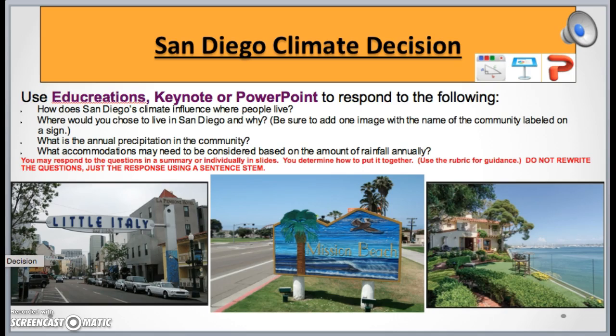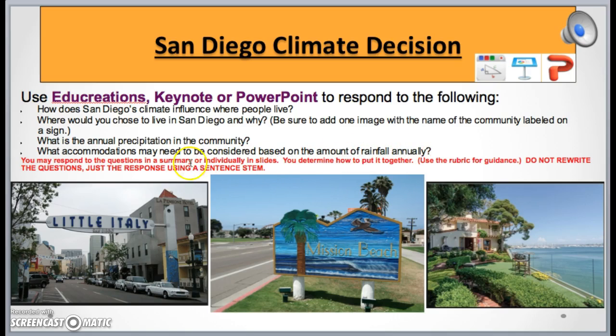The project will be due tonight at 11:59. You'll use EduCreation, Keynote, or PowerPoint to respond to those following questions. How does San Diego's climate influence where people live? Where would you choose to live in San Diego and why? What is the annual precipitation in the community? What accommodations may need to be considered based on the amount of rainfall annually?